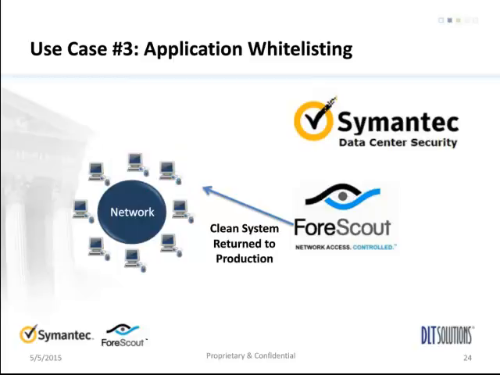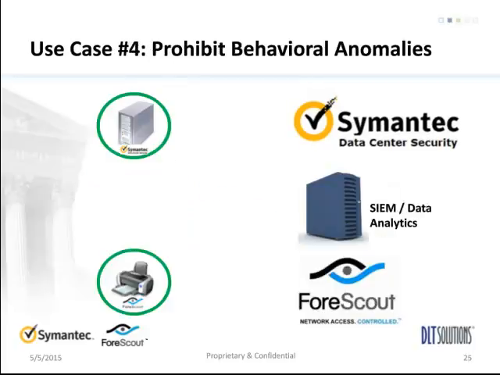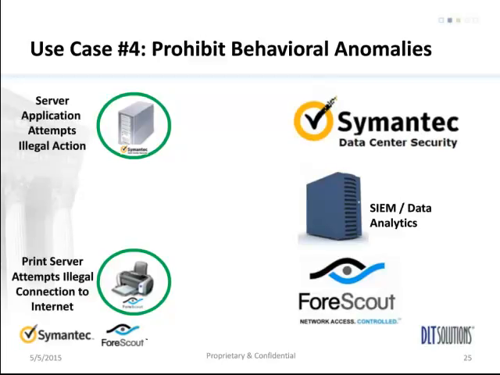And the last use case here is a very interesting one. This is where we're talking about the behavioral analysis. So in this particular case, on the top left, we have a server application attempting an illegal action. Let's say an administrator is attempting to use FTP on that device, and that's against policy. On the bottom left, we have a print server, and it's attempting to make an illegal connection out to the internet, which is not something we want to see from that device. So these actions are detected both by ForeScout and by Symantec Server Advanced.